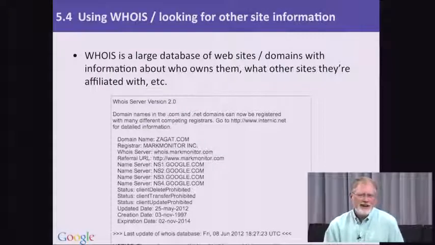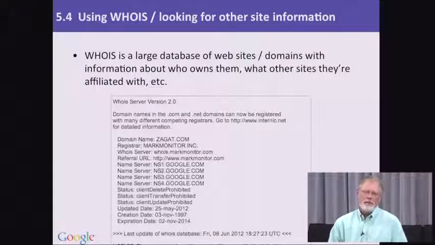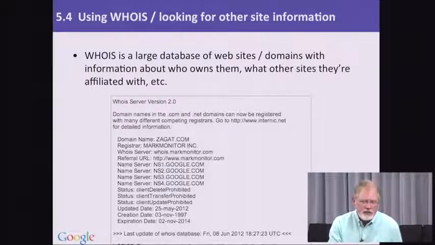Whois is really a kind of large database. It's a database of information about websites. It's held by the people who run the networks, and what it allows you to do is get information as you see on this diagram here.